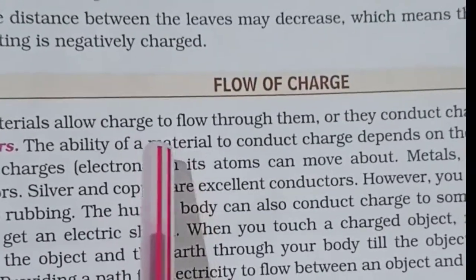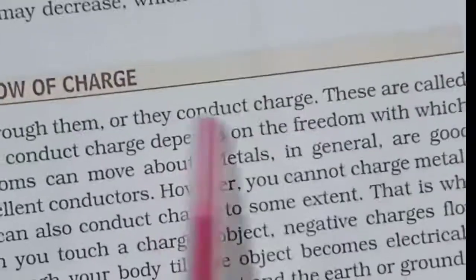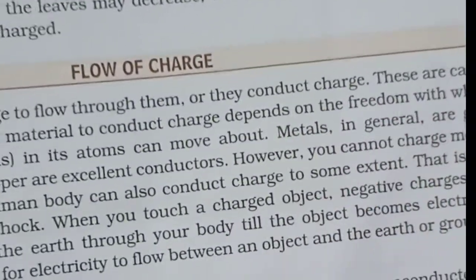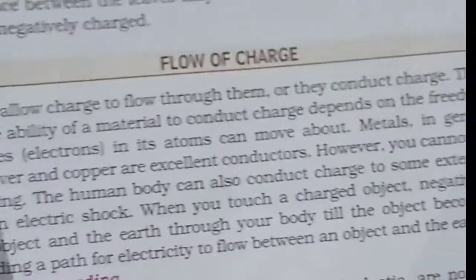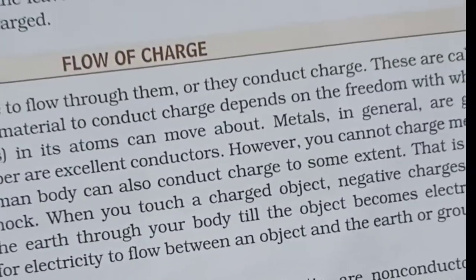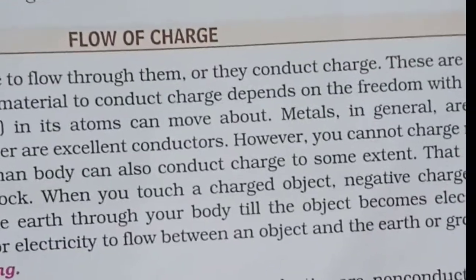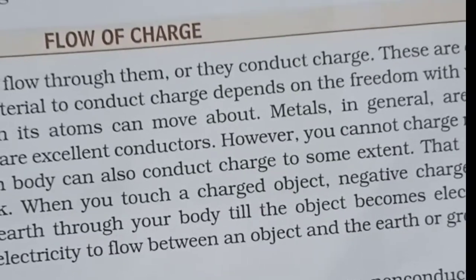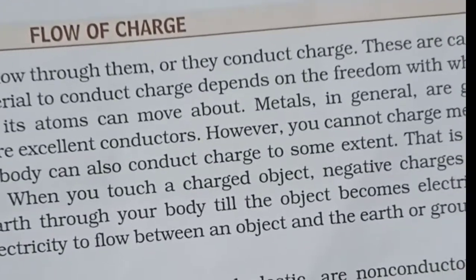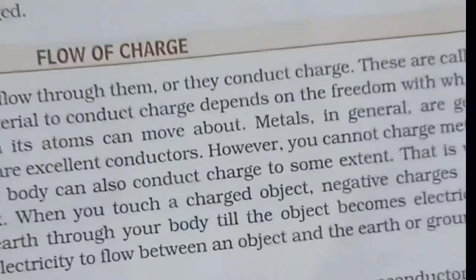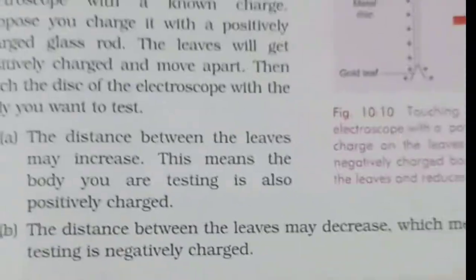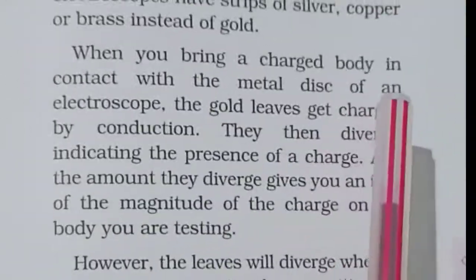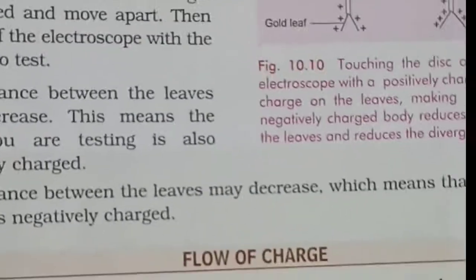Next we have flow of charge. Some materials allow charge to flow through them, or we can say they conduct charge. Those bodies which allow charge to flow through them are called conductors. How good a conductor a body is depends on what the material is, whether a good conductor, a bad conductor or an insulator. As I told you earlier, silver, gold and copper are the best conductors, and other metals are good conductors.